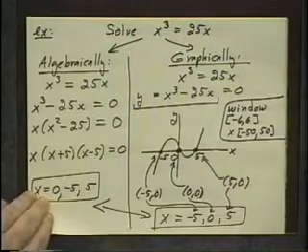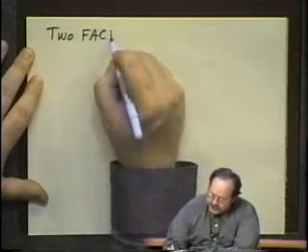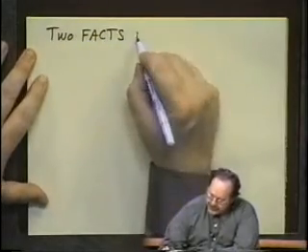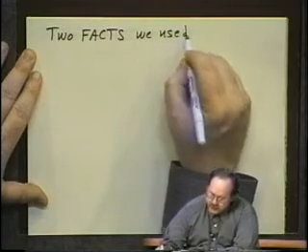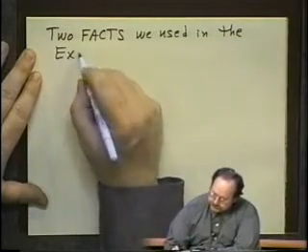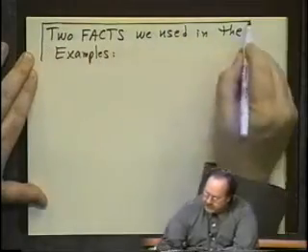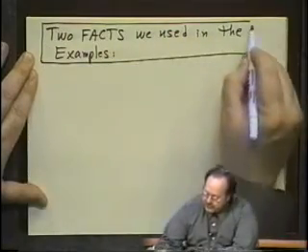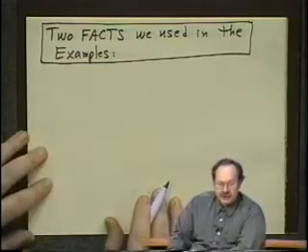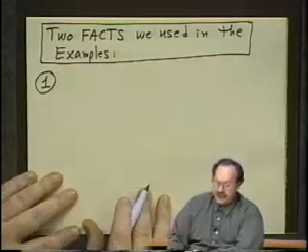Now, why did these two examples work? There really was some theoretical mathematics here that I left out. Well, I want to be fair and tell you what those pieces are. We'll call them two facts, and these are two facts we used in the examples. There are two facts that we really can't prove or demonstrate at this level of a course. But we can show you the idea, certainly, because the idea is elementary.